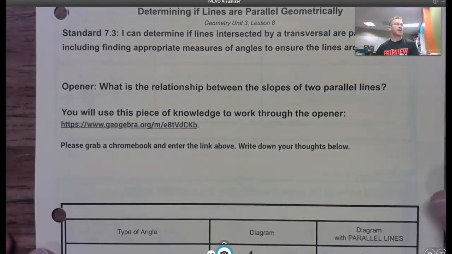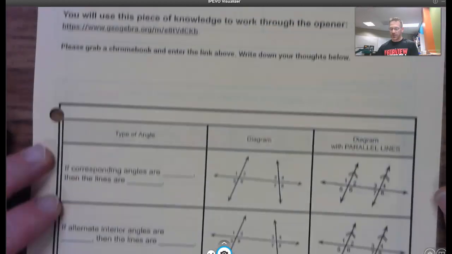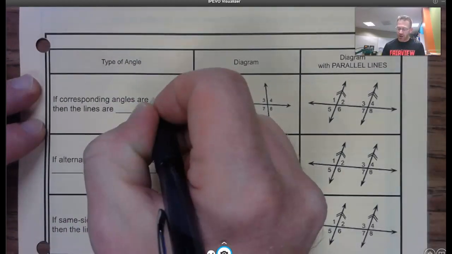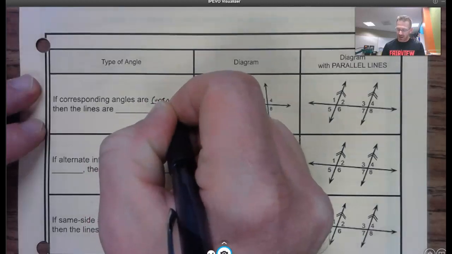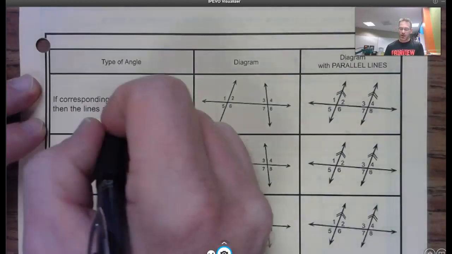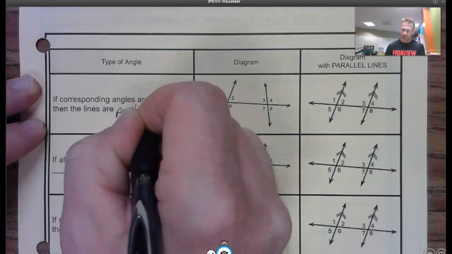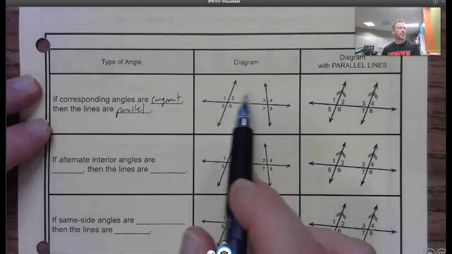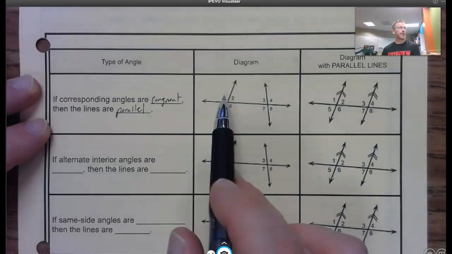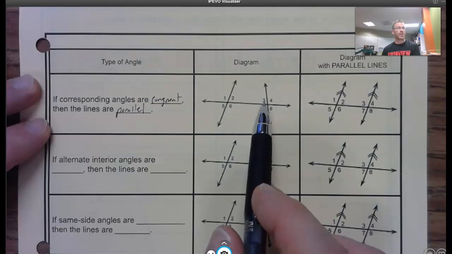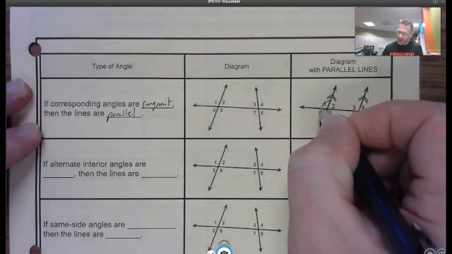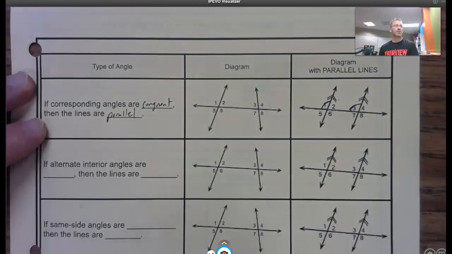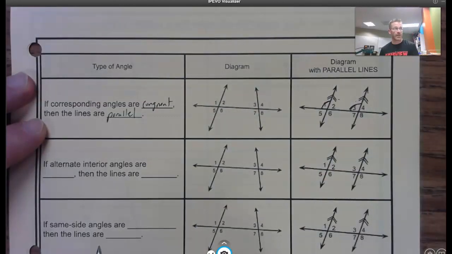Now let's go ahead and summarize some of the thoughts that I just had with you down here in our diagram. If corresponding angles are congruent, then the lines are parallel. So we know angles 1 and 3 are corresponding. Now, if I know 1 and 3 are congruent, then I know the two lines that they are corresponding to are also parallel.